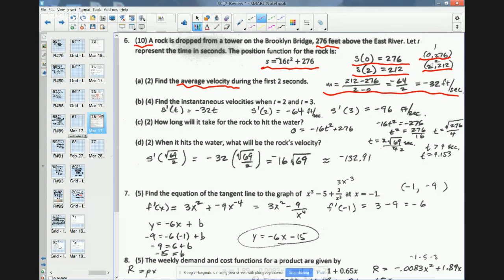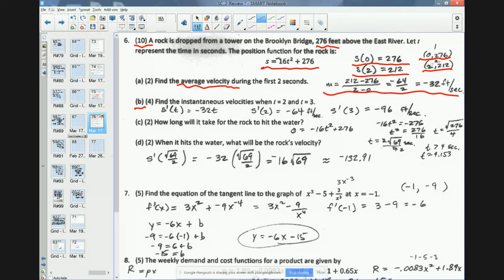And the average rate of change, just a little bit of arithmetic, is -32 feet per second. So on average, that's how much the rock is dropping each second. Average rate of change, as opposed to part B, find the instantaneous velocity. Sorry, find the instantaneous velocity when t equals 2 and t equals 3.